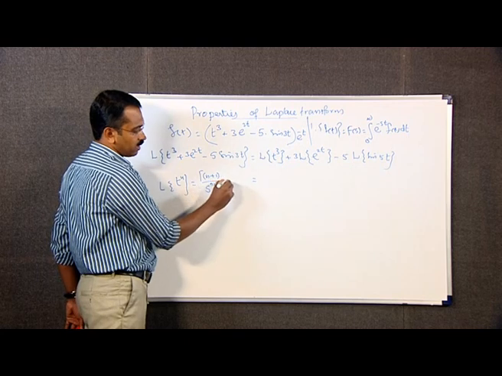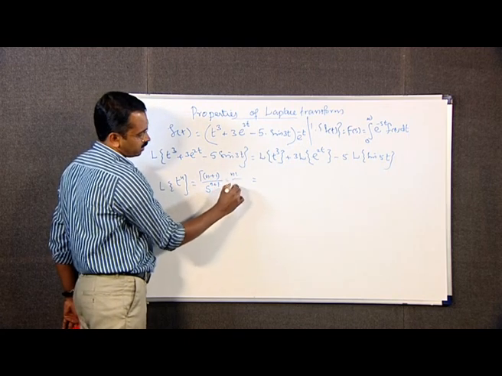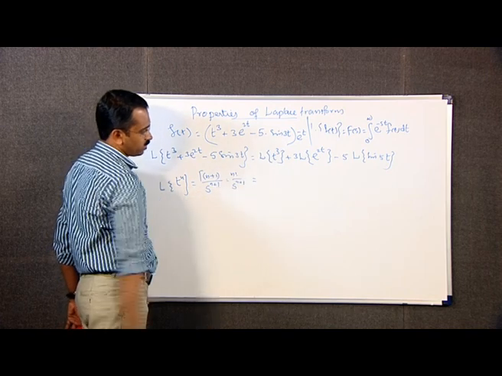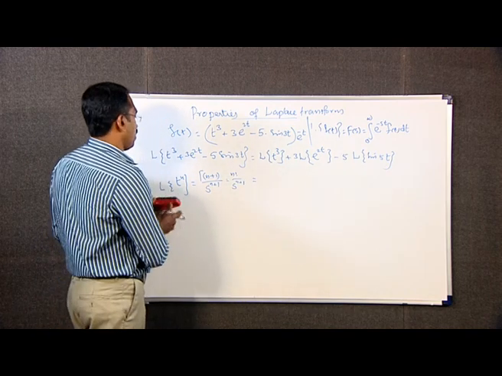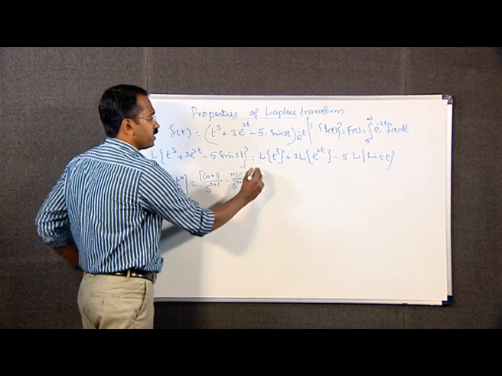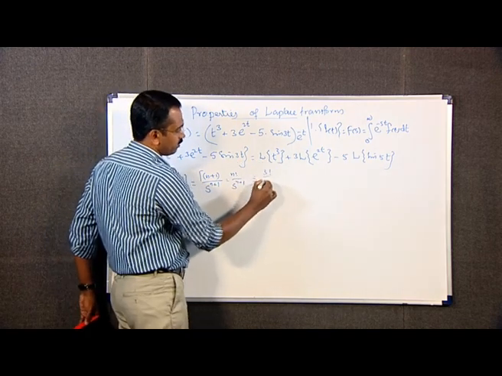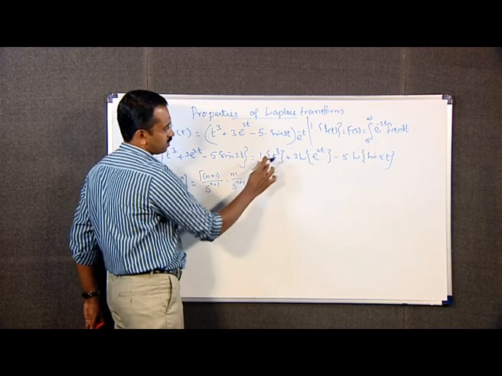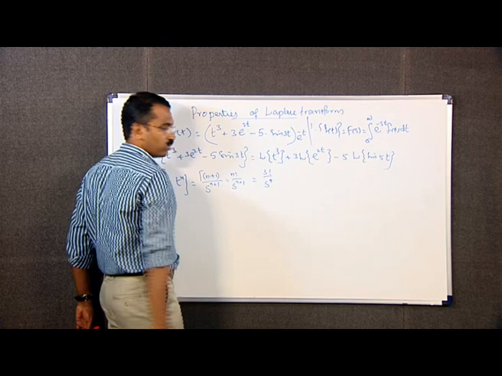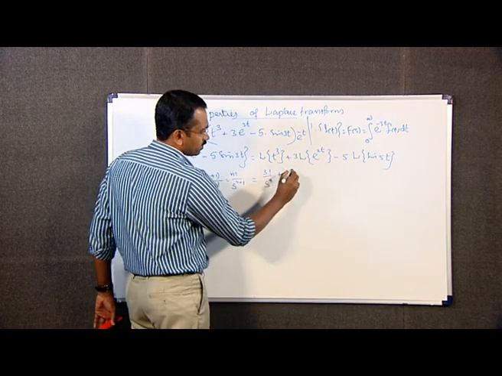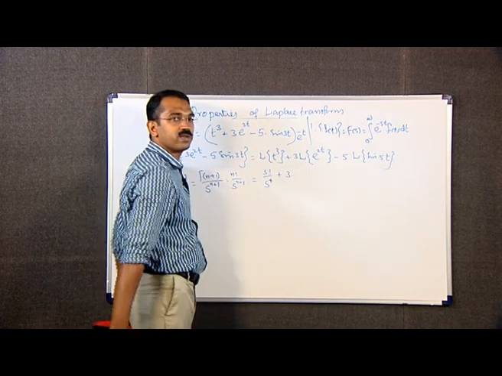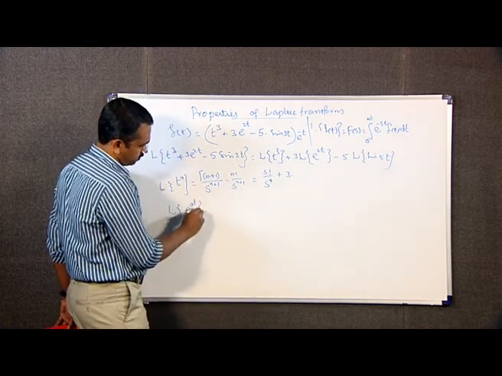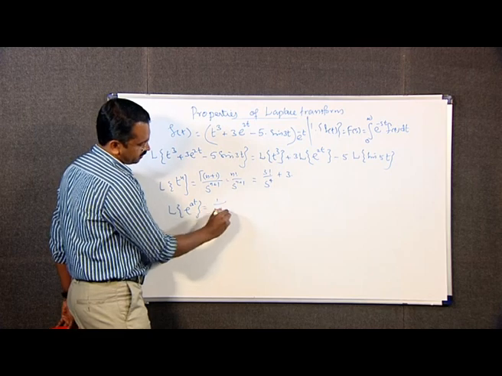If n is an integer, gamma n plus 1 can be written as n factorial. Therefore, this is equal to n factorial divided by s raised to n plus 1. And so, Laplace transform of t cube is 3 factorial divided by s raised to 4. Here n is 3, therefore n plus 1 is 4, plus 3 times Laplace transform of e raised to at is 1 by s minus a.